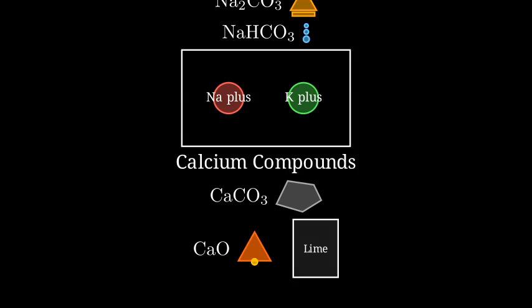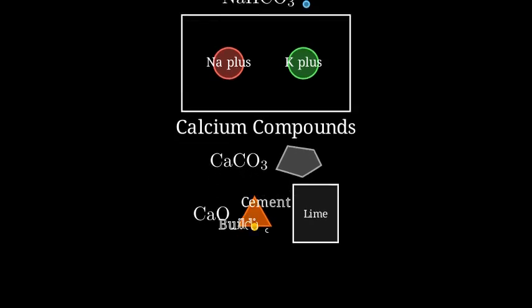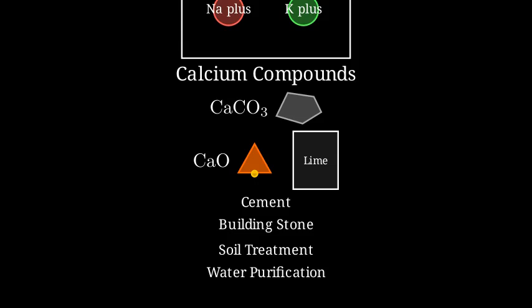It reacts with water to form calcium hydroxide, also called slaked lime. These are used in cement, soil treatment, and steel production. Limestone is used to make cement and as a building material. Lime is used for neutralizing acids, treating soil, and in water purification.